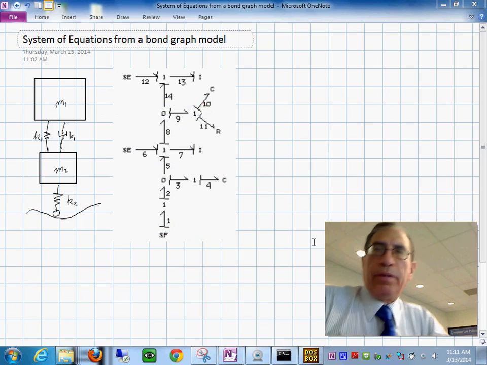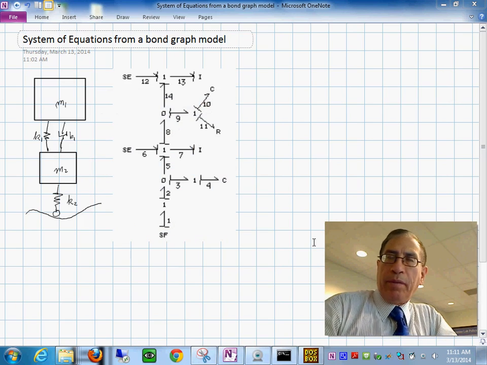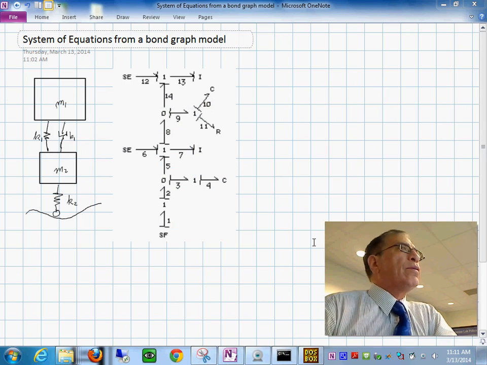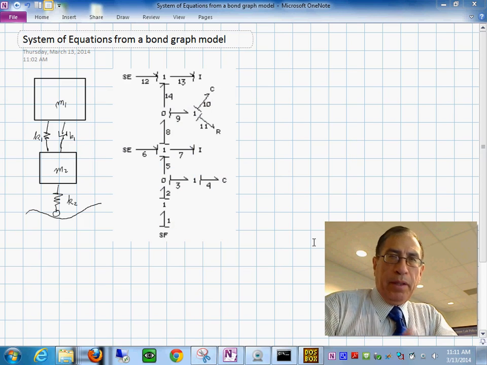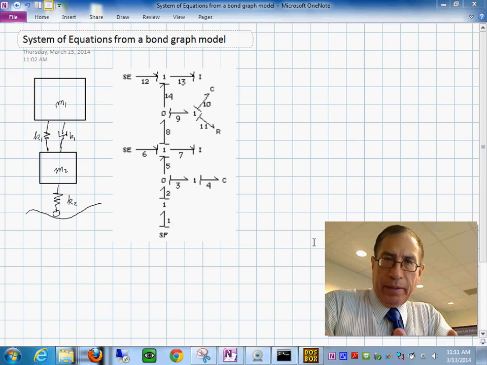Okay, today we're going to see the systems of equations from the bond graph. We have several forms of those equations. One is the individual constitutive equations, which as a set will produce the differential equations of the entire system. We also have the Cauchy form, which is a simplified version of those, where we have only the derivatives, the state variables, and the inputs as the only variables in the equation. So we have that form.